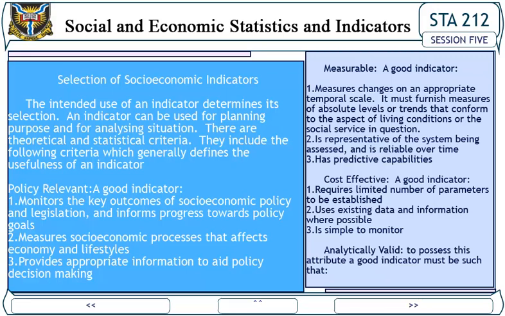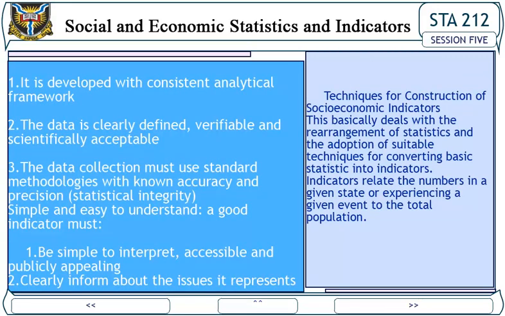Analytically valid. To possess this attribute, a good indicator must be such that: 1. It is developed with a consistent analytical framework. 2. The data is clearly defined, verifiable, and scientifically acceptable. 3. The data collection must use standard methodologies with known accuracy and precision. Statistical integrity. Simple and easy to understand. A good indicator must: 1. Be simple to interpret, accessible, and publicly appealing. 2. Clearly inform about the issues it represents.